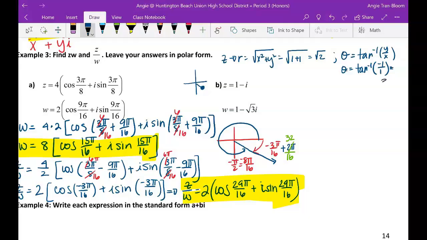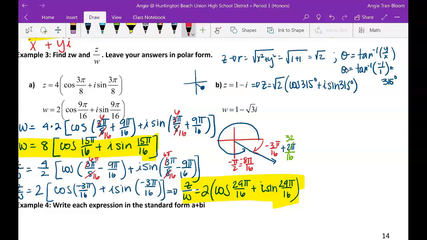So I would now have to use 315 degrees. So that's theta, and that is r. Now let's put it in polar form for z. So z is the square root of 2 times cosine of 315 degrees plus i times sine of 315 degrees. No, we have not done multiplication yet. We're just converting to polar.